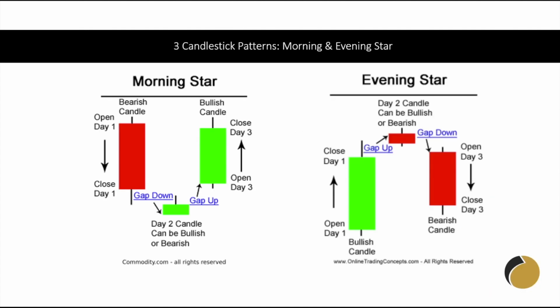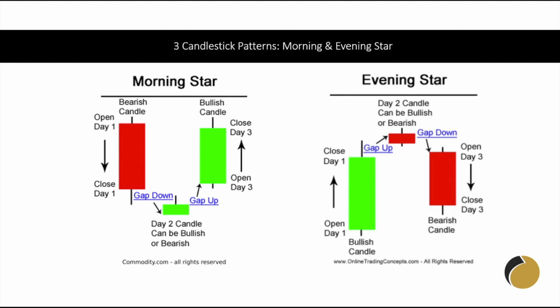Now, finally, we will be looking at a type of candlestick pattern which involves three candlesticks. These patterns are known as the morning star pattern and the evening star pattern. And as shown on the diagram here, they are mirror images of each other. Both these patterns are reversal patterns. However, the morning star occurs at the bottom of a downtrend, while the evening star occurs at the top of an uptrend.